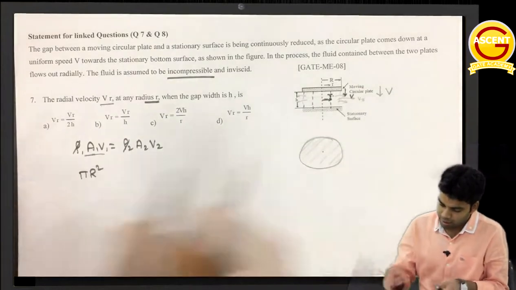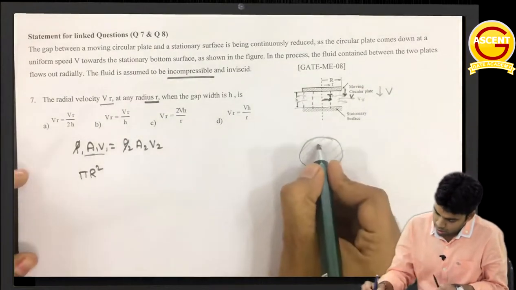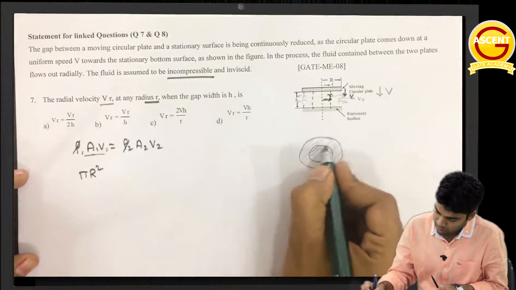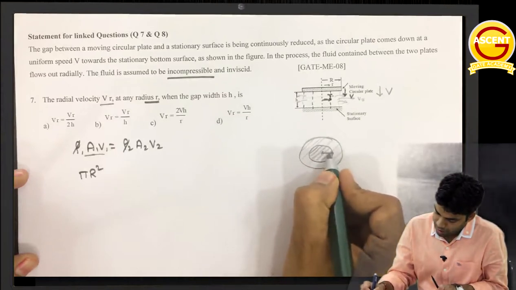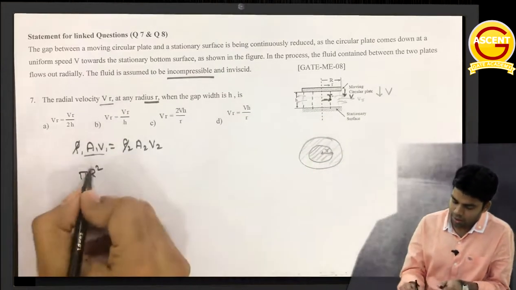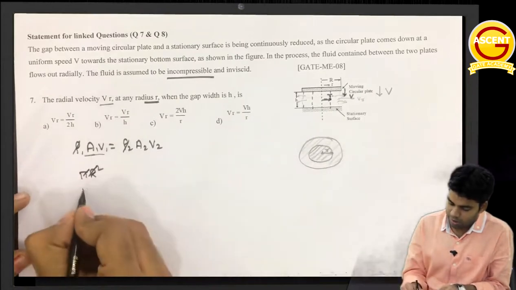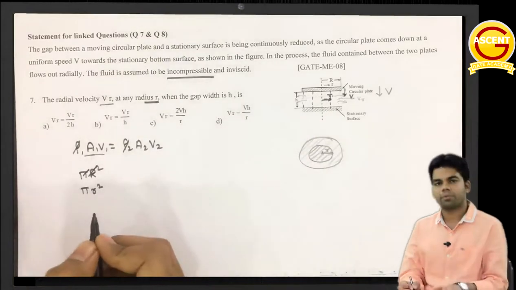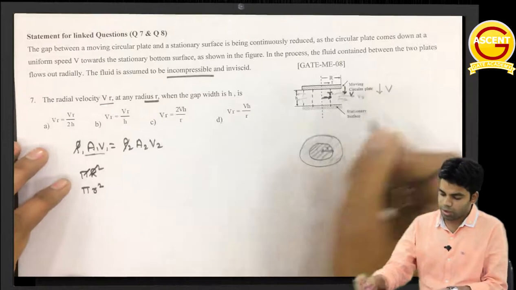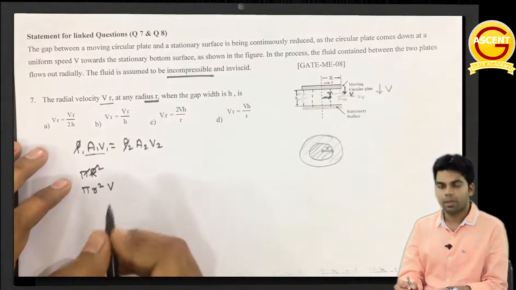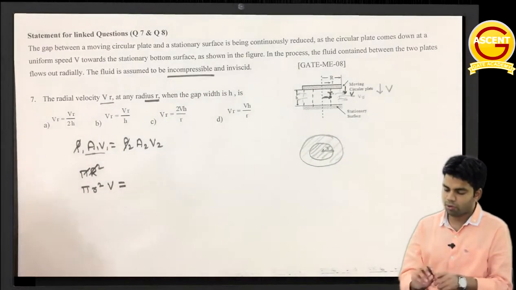Okay, so we will consider a small circular surface of radius small r, and the area of this small circle will be pi r square. Getting this? Into velocity downward is v. This should be equal to a2 into v2. Now what is this a2?